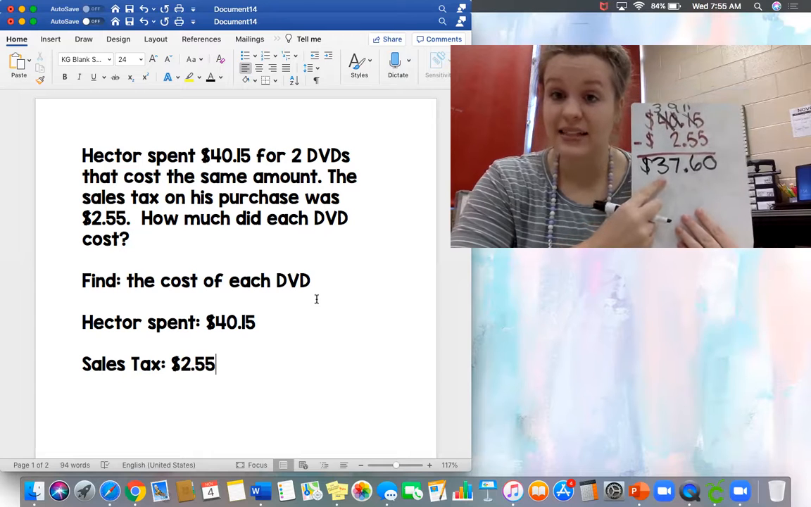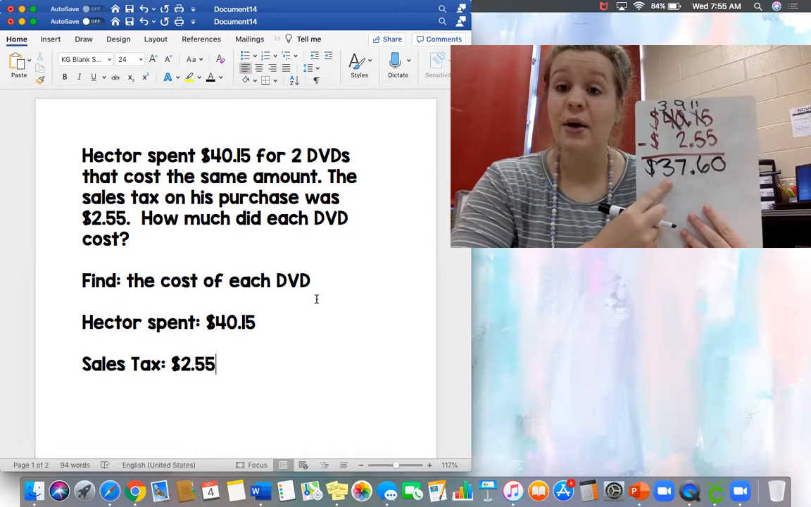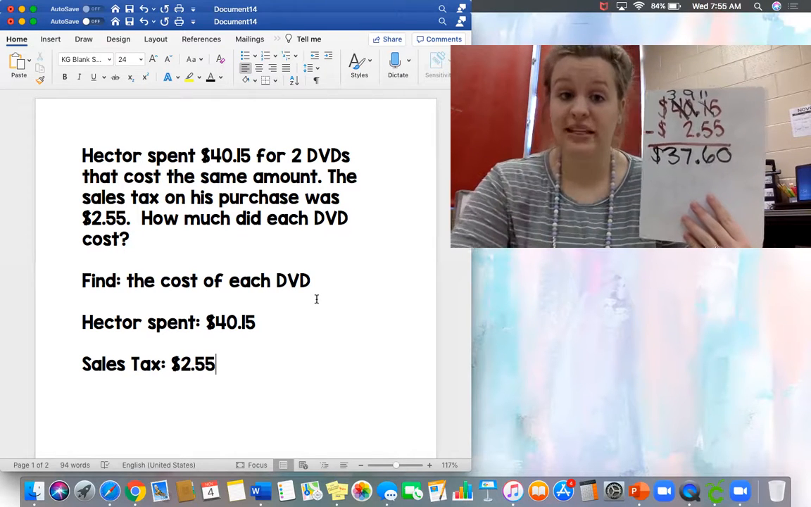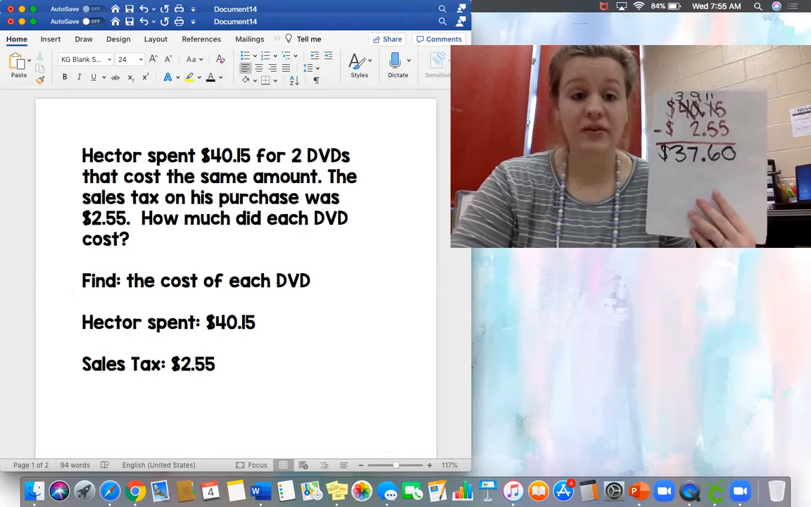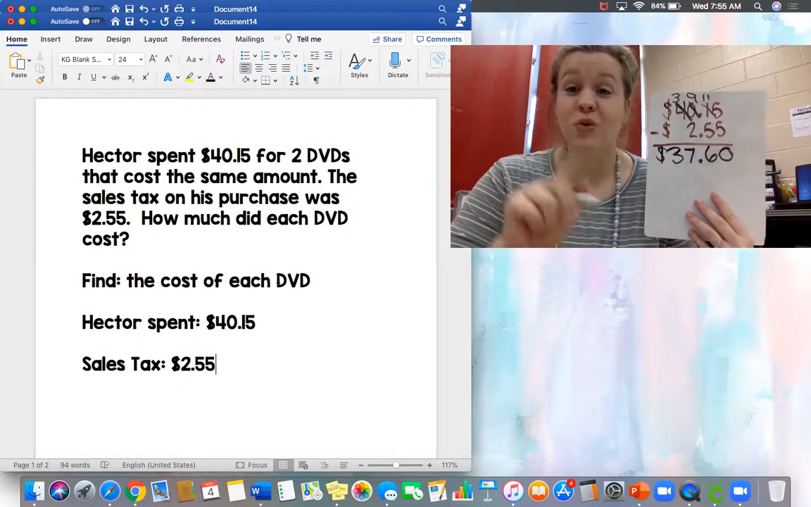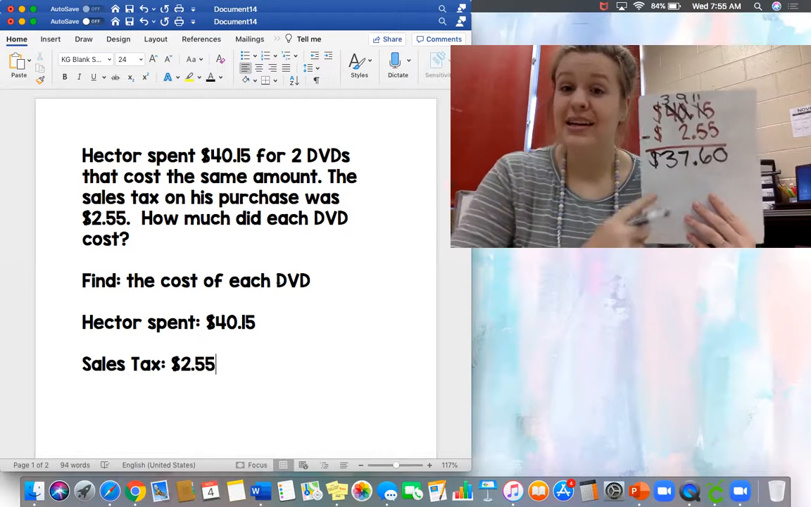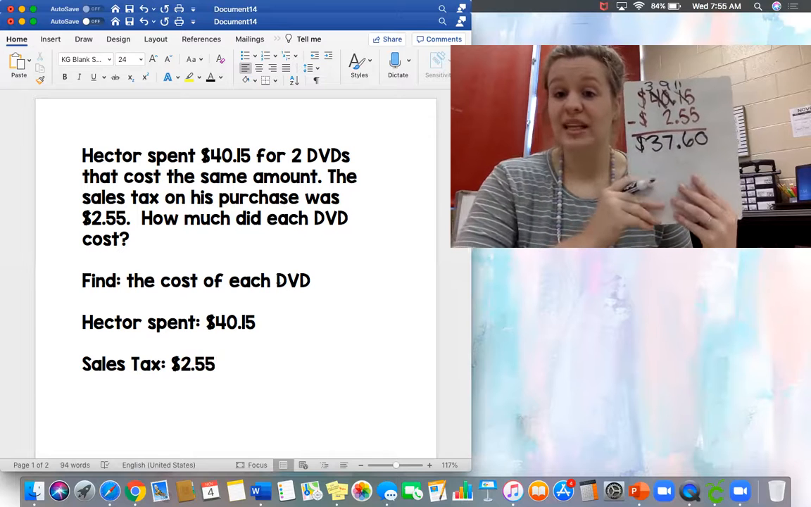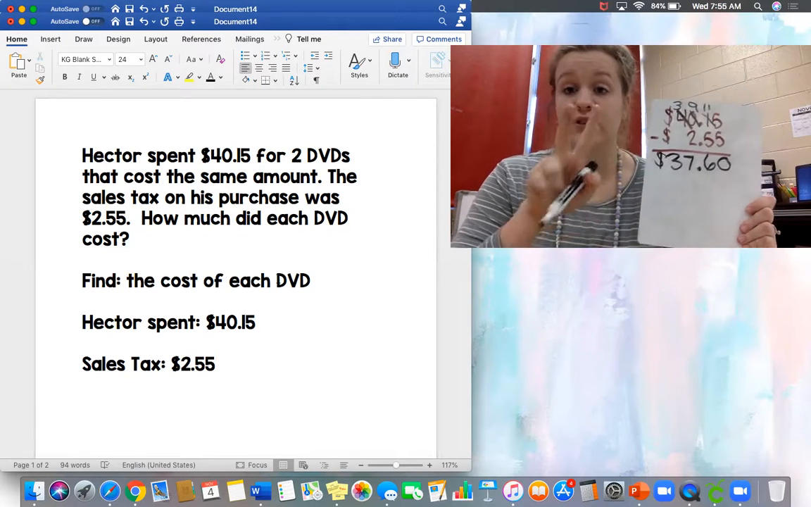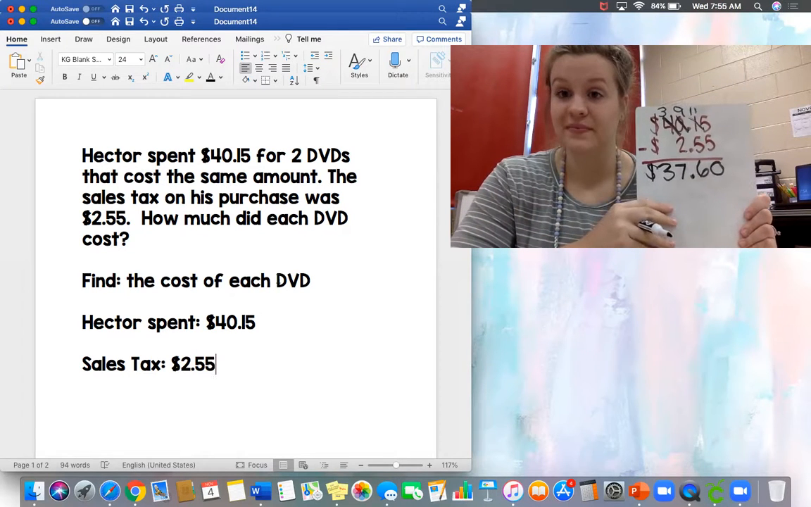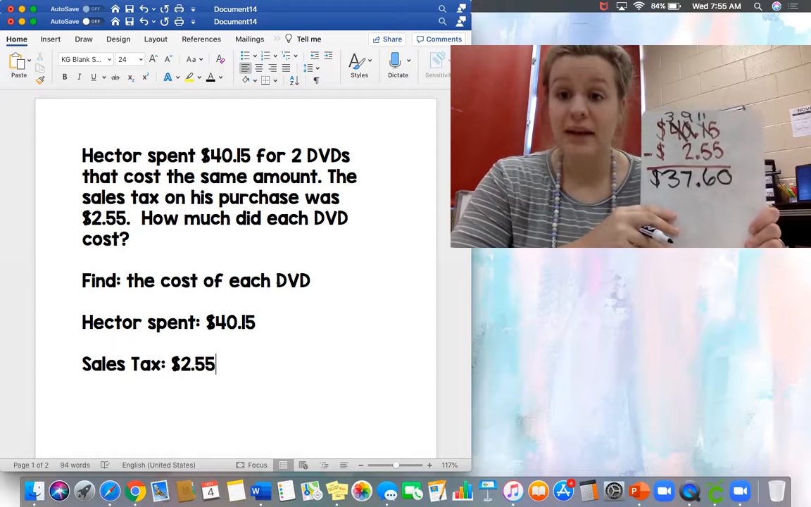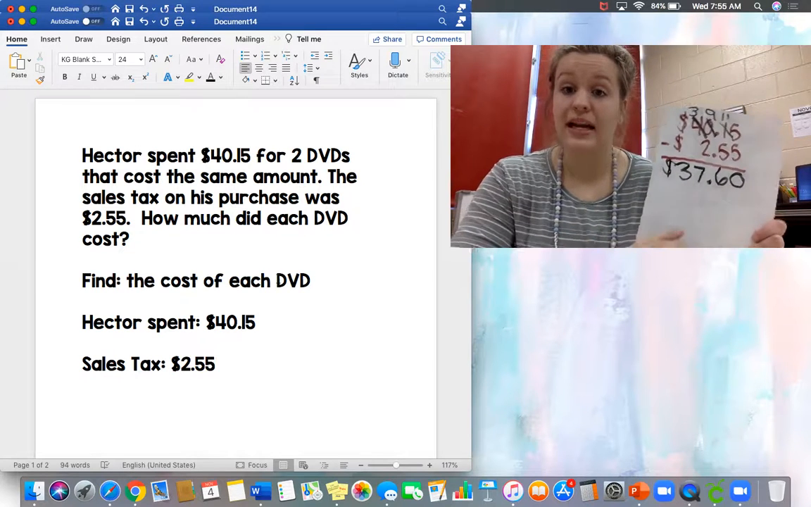What does that tell us? That tells us how much 2 DVDs cost. But if we look back over here, we're trying to figure out how much 1 DVD cost. So what do we need to do with this number? This is the cost for 2 DVDs and we only need 1. We need to divide it by 2, right? We need to split that number in half.